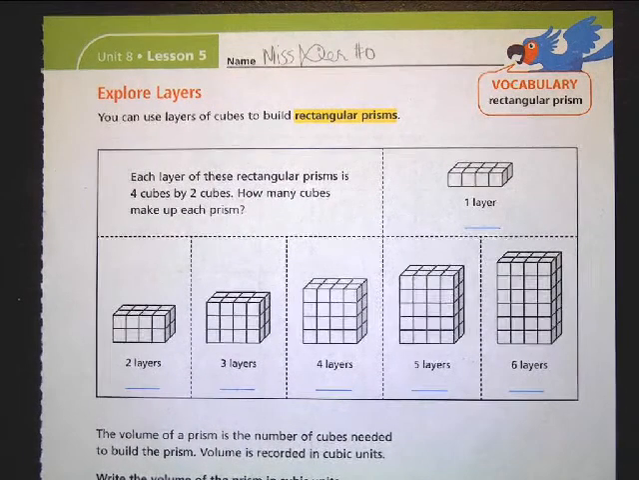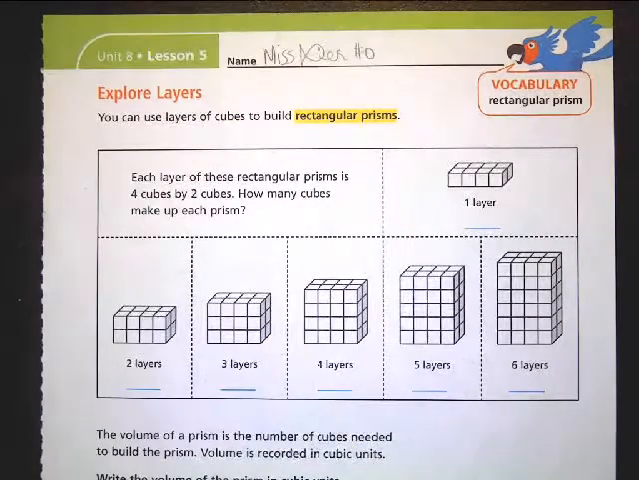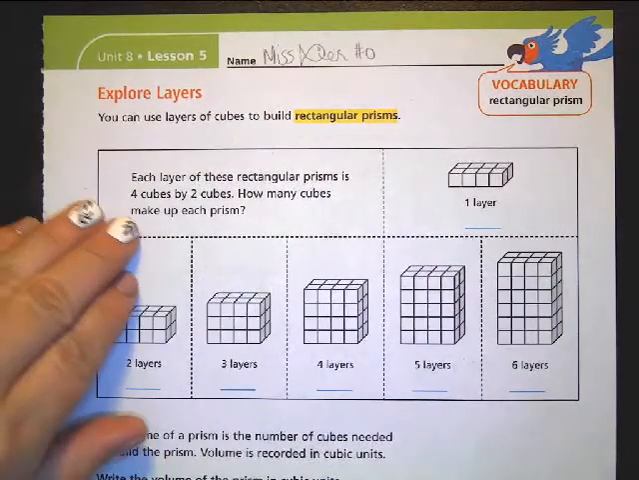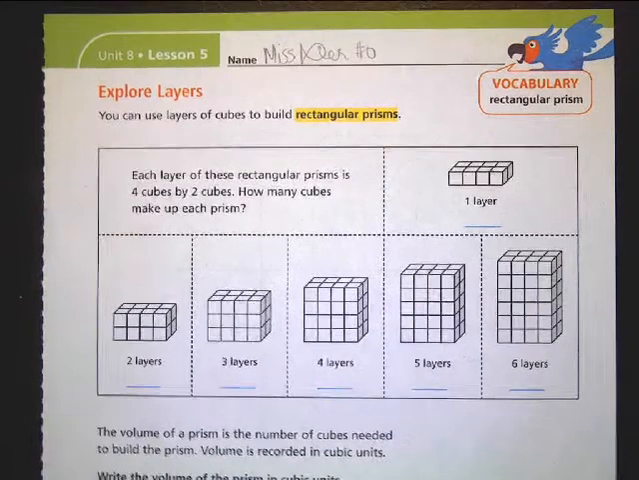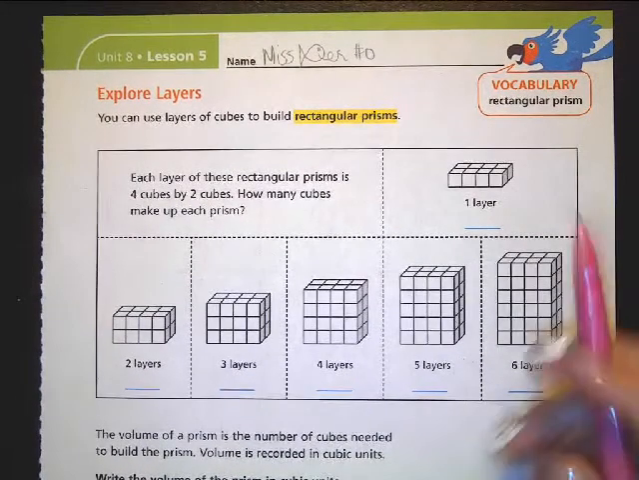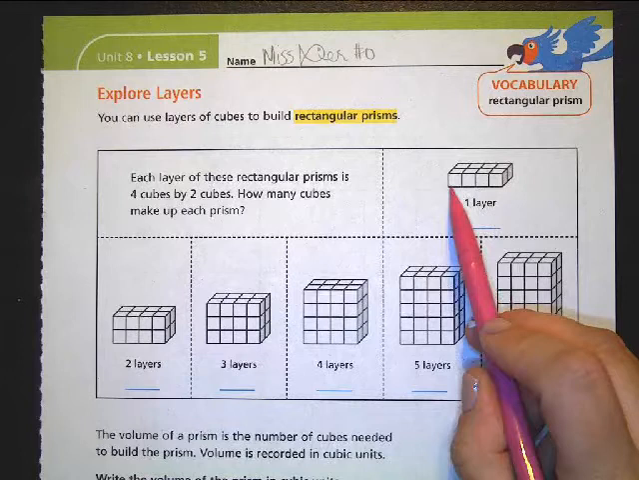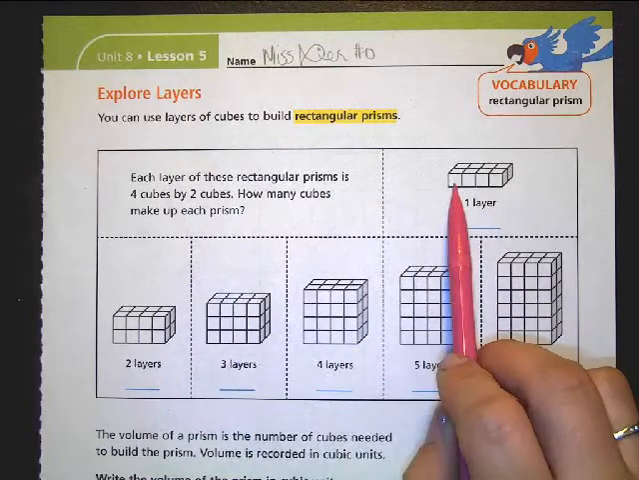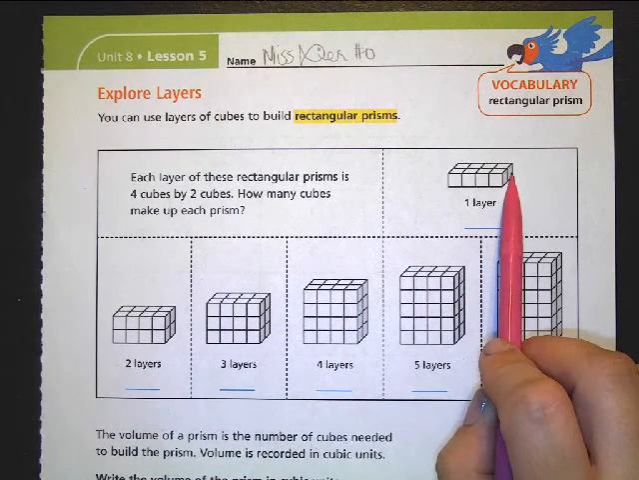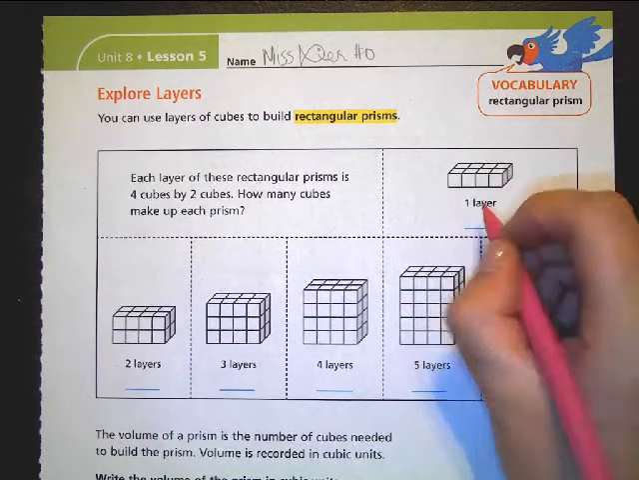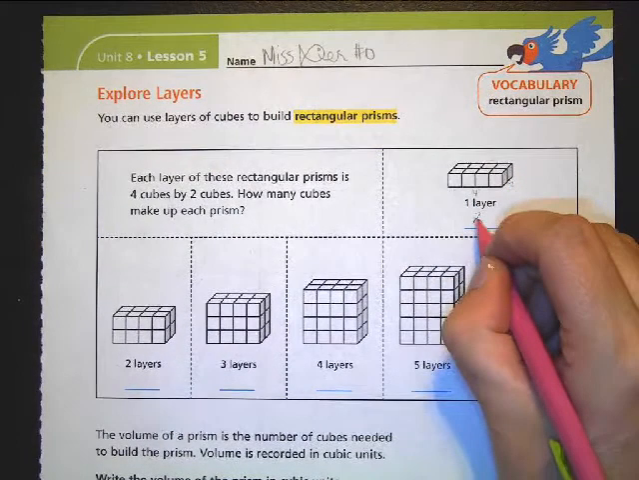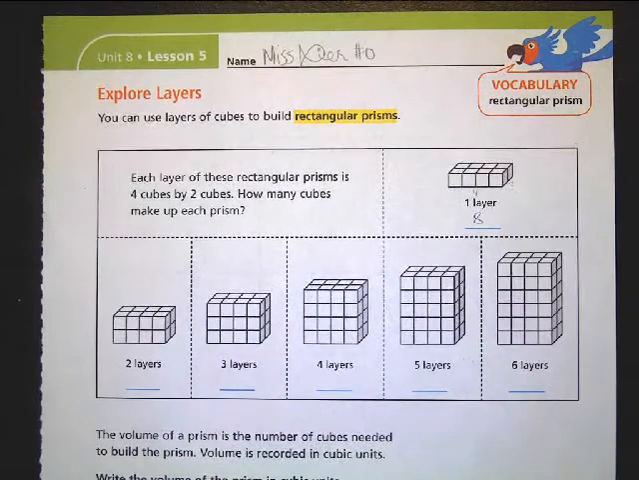Okay, so it says you can use layers of cubes to build rectangular prisms. Each layer of these rectangular prisms is 4 cubes by 2 cubes. How many cubes make up each prism? So we're just going to answer these questions. In this one layer, it says it's 4 by 2, so it has 4 going across and 2 going back. That makes sense? So how many would there be if it's 4 times 2? There would be 8 cubes in that layer.